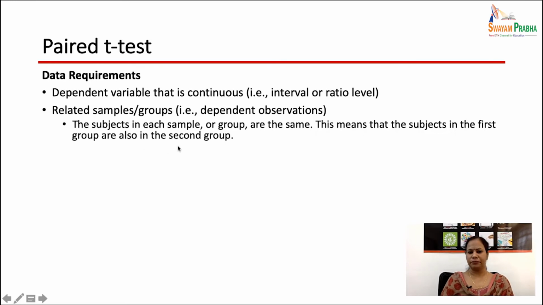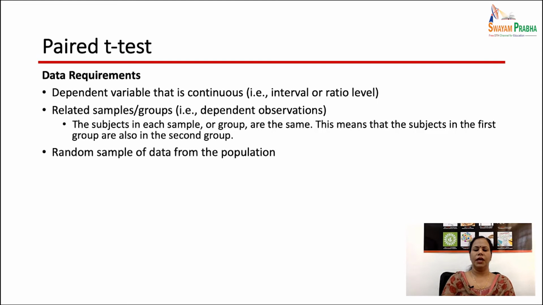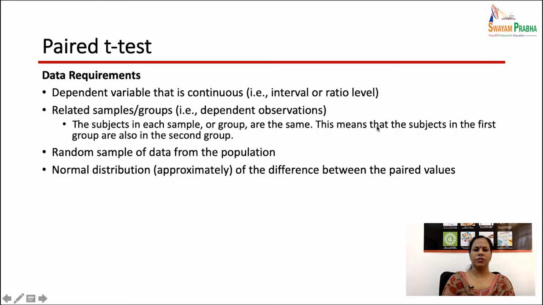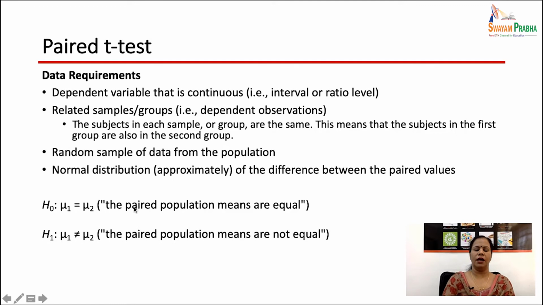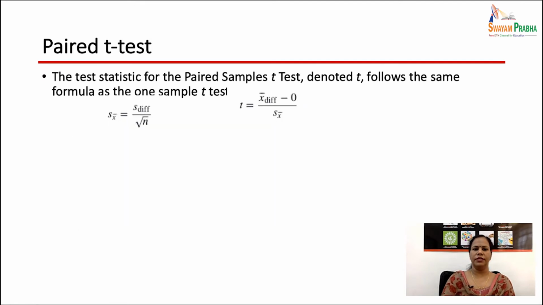So if you are having dependent observations, just like I gave you the example of crossover, the subjects should always be from the same sample. And a random sample of data from the population, and your data should be normally distributed. The null hypothesis is that the means of the paired population are equal, so mu1 is equal to mu2, and our alternative hypothesis is that these are not equal, or that these are different from each other.